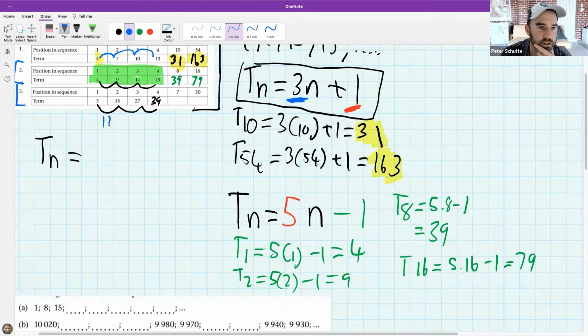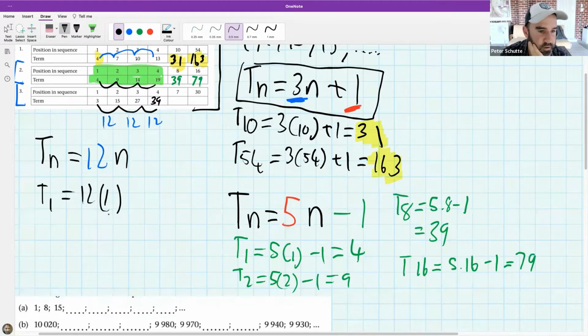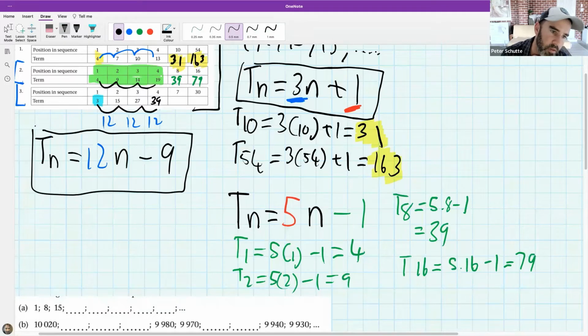So I ask myself, how much is it going up by? Okay, so it's 12. And if I just stop there, unfortunately, I would only get half the marks because this is telling me T1 is going to be 12. But that's just not true. T1 is 3. So what do I need? I call this the balancing term or the constant term. And I think to get from 12 to 3, I need to take away 9. So that would be my number formula.